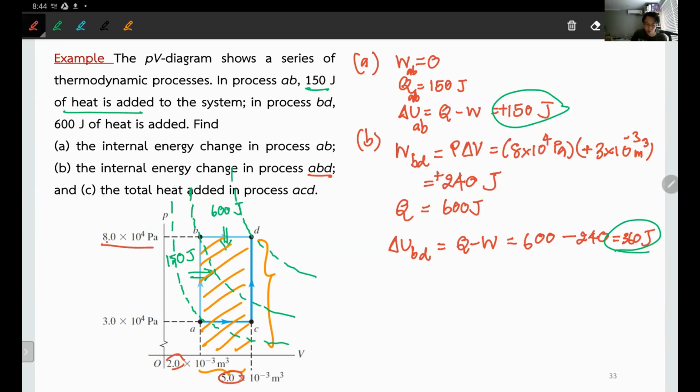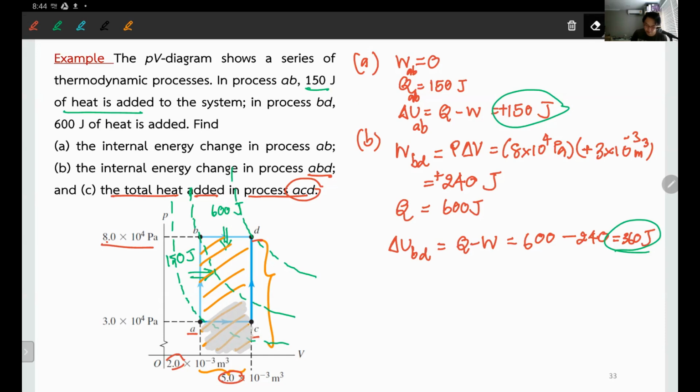Now let's try part C. They ask, what is the total heat added in the process ACD? They don't want to go the same path anymore, A to B to D, but they want to go the bottom route, from A to C to D. What is going to be the total heat added? You want to give it a shot? I ran out of space. You guys try it. I think it's a good exercise here. I'll give you a few minutes head start.